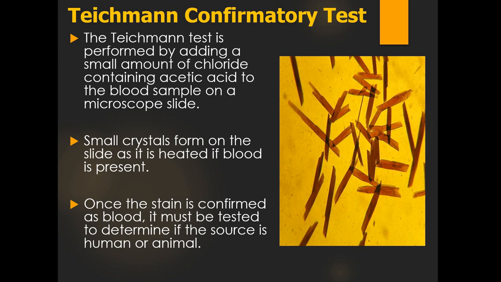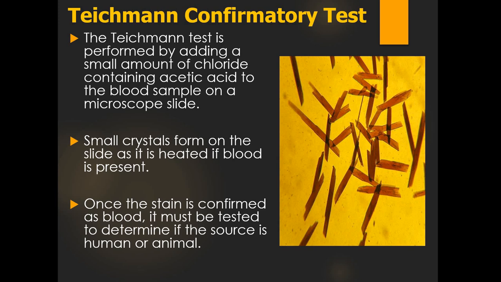For the Teichmann test, you see that it's a lot different look underneath the microscope. It's done by adding a small amount of chloride-containing acetic acid, something like acetyl chloride, to the blood sample under the microscope. And these small little crystals form on a slide if it's heated and blood is present.